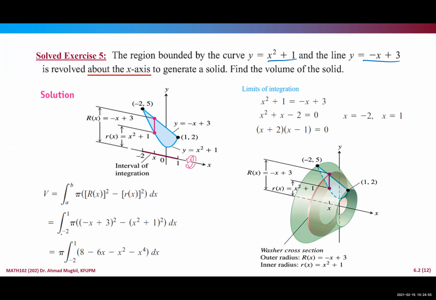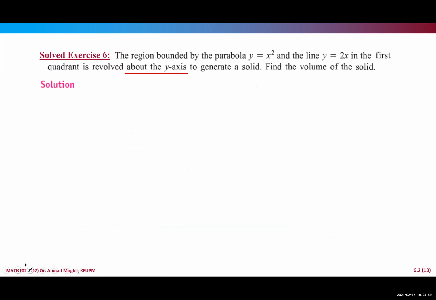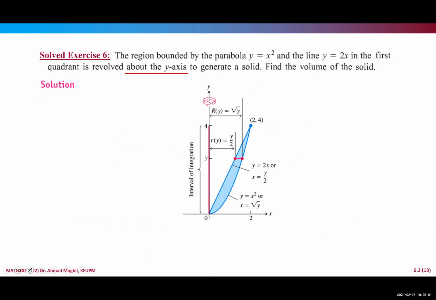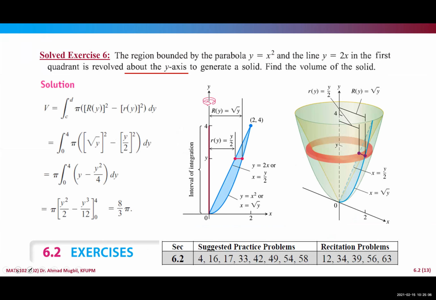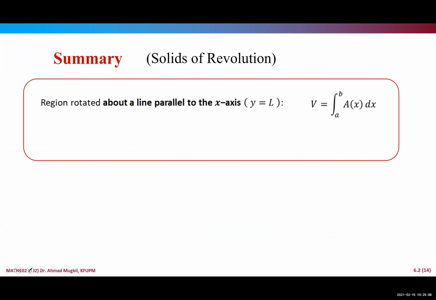And then integrate, you have a washer here. The cross section will be a washer. Similar one, but here the line of rotation is vertical. And you have the summary.